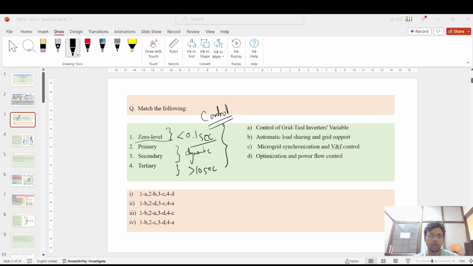You can also use this theoretical knowledge to check which system should operate fast and which should operate in a slow manner. Suppose synchronization is there, whether it is dynamic or something. The time taken to synchronize will be less or more based upon which controls will be used, primary, secondary, or tertiary. So by that you can also guess the answer.